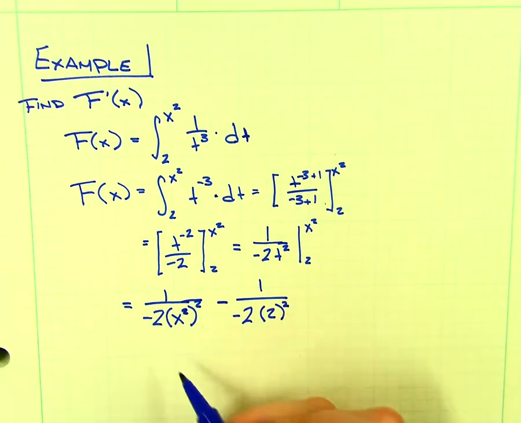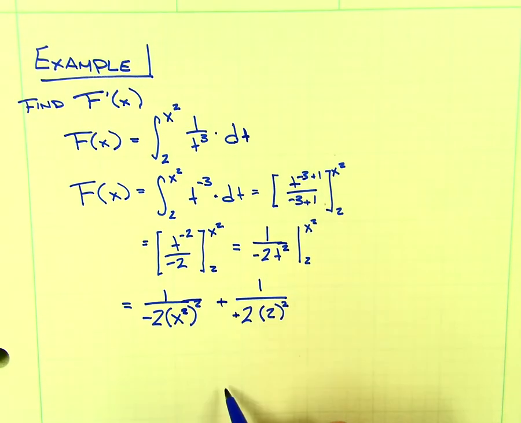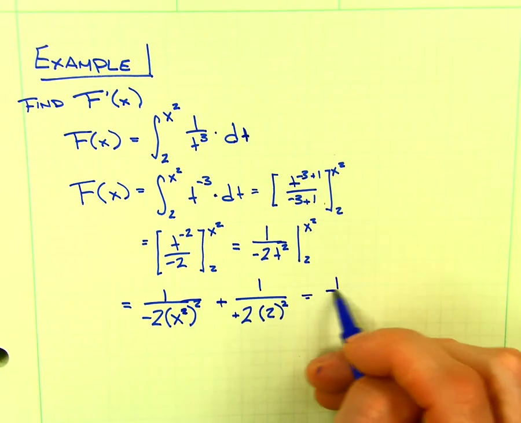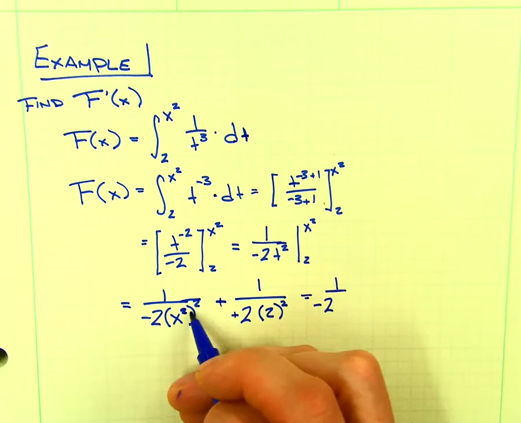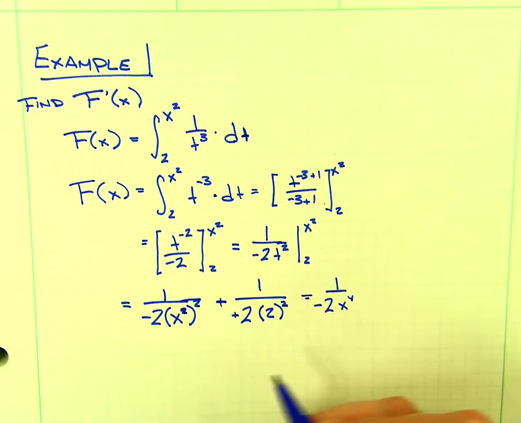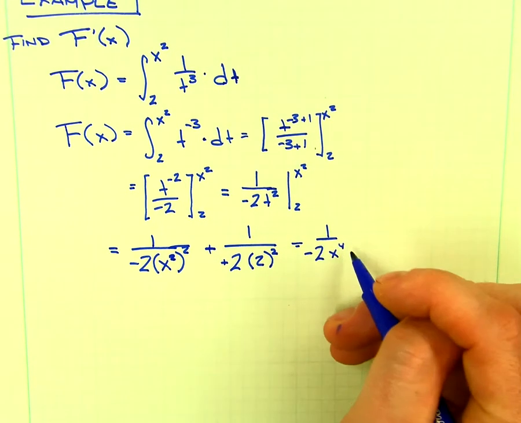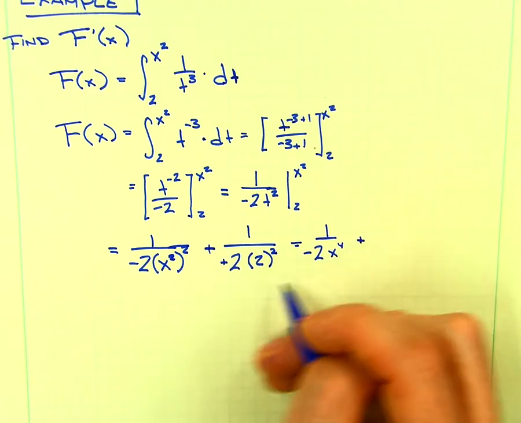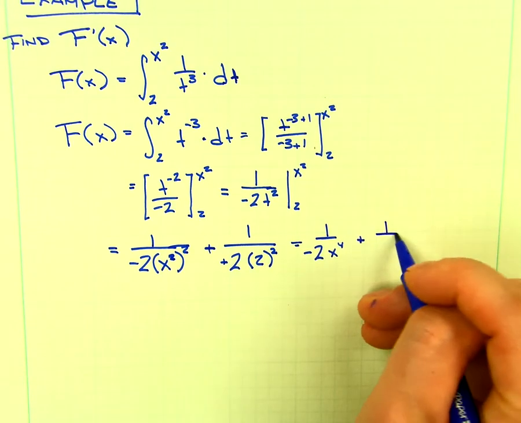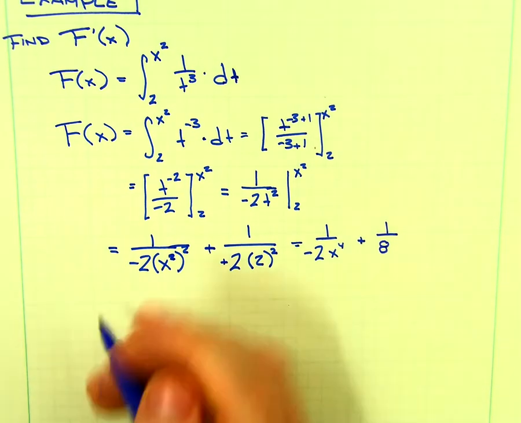So if I rewrite this, here I've got a negative negative that becomes a plus. So I end up with 1 over minus 2, and then x squared squared is x to the 4th, because squared to the squared, of course, you multiply the two exponents. So I get negative 2x to the 4th plus, and I get 2 squared. Here that's going to be 4. 4 times 2 is going to be 8, plus 1 over 8. So here's my answer. This is what F of x is equal to.